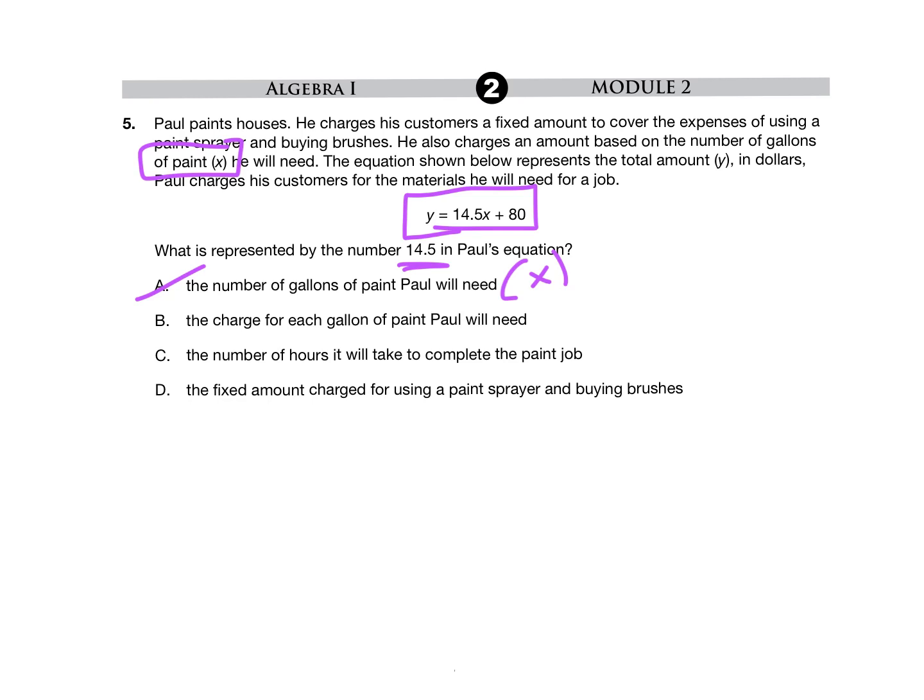And so if I look at B, is the charge for each gallon of paint Paul will need. That sounds like it's going to make sense. And if I go through and look at the other answers, C represents the number of hours it takes to complete the paint job. That has nothing to do with it. And D, the fixed amount charged for using a paint sprayer and buying brushes. Well, the fixed amount means it doesn't get multiplied, and the fixed amount there is the 80. So B is our best choice.